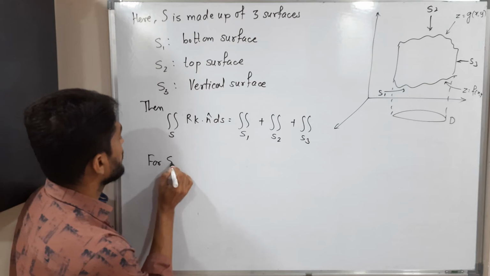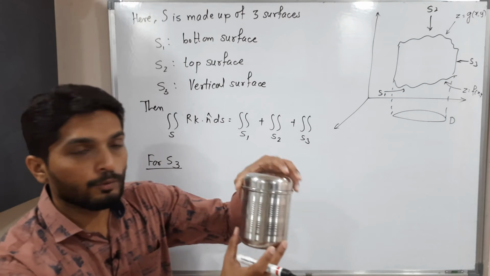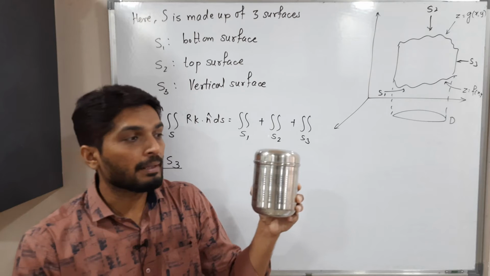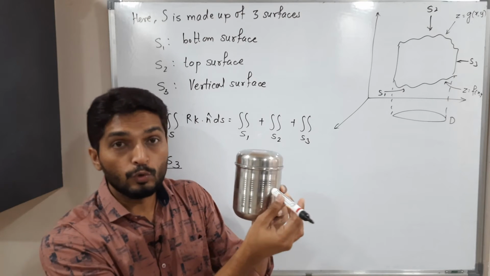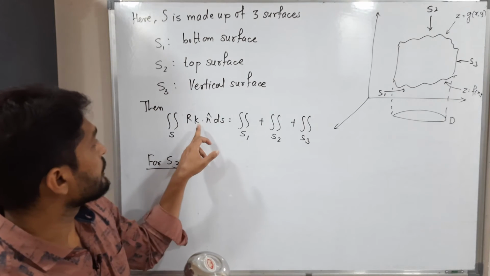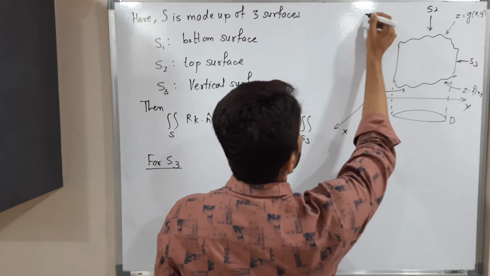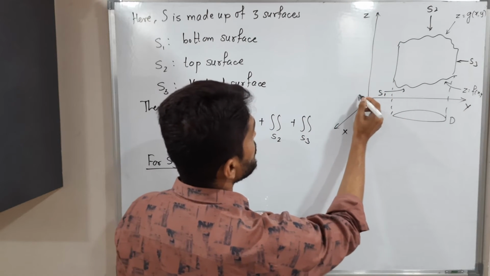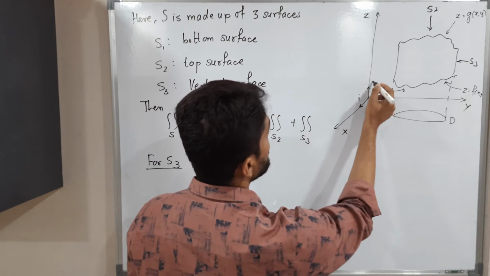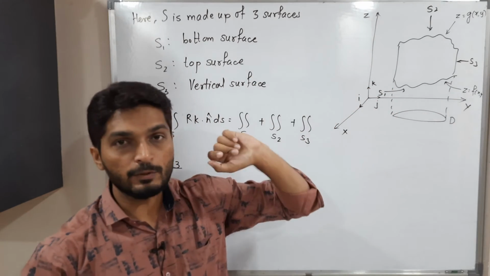So for S3, S3 means that vertical surface. Let us consider this object. So this is S3, the vertical surface. So what will be the n cap? N cap means normal vector, getting? So the n cap will be like this. But as you know, K, yes, where is it? So this is the x axis, this is the y axis, and this is the z axis. Along the x axis we have a vector i, along the y axis we have a vector j, and along the z axis we have a vector k. So that means k is the vertical vector, in the direction of positive z axis.